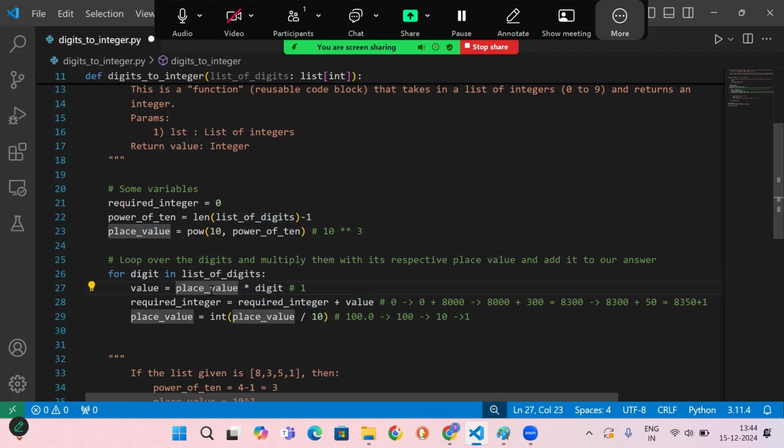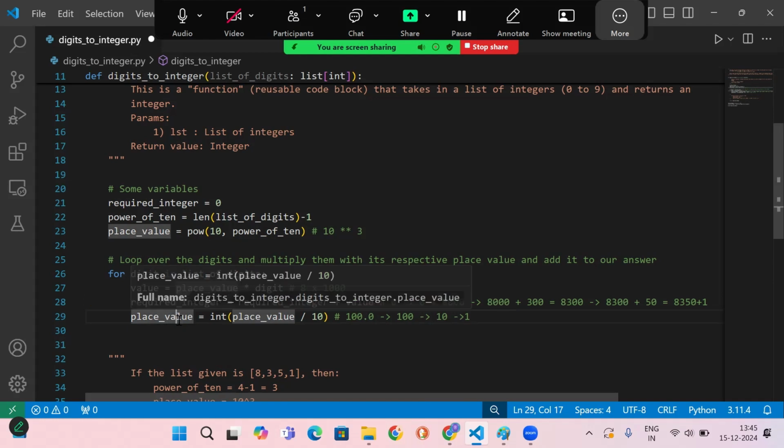The value will be set to place value times digit. So for the first digit, the value is set to 8,000. And the required integer, which was first set to 0, now changes to 0 plus 8,000. And this is what we get after one iteration of the loop. So the place value is set to decrease by a factor of 10.